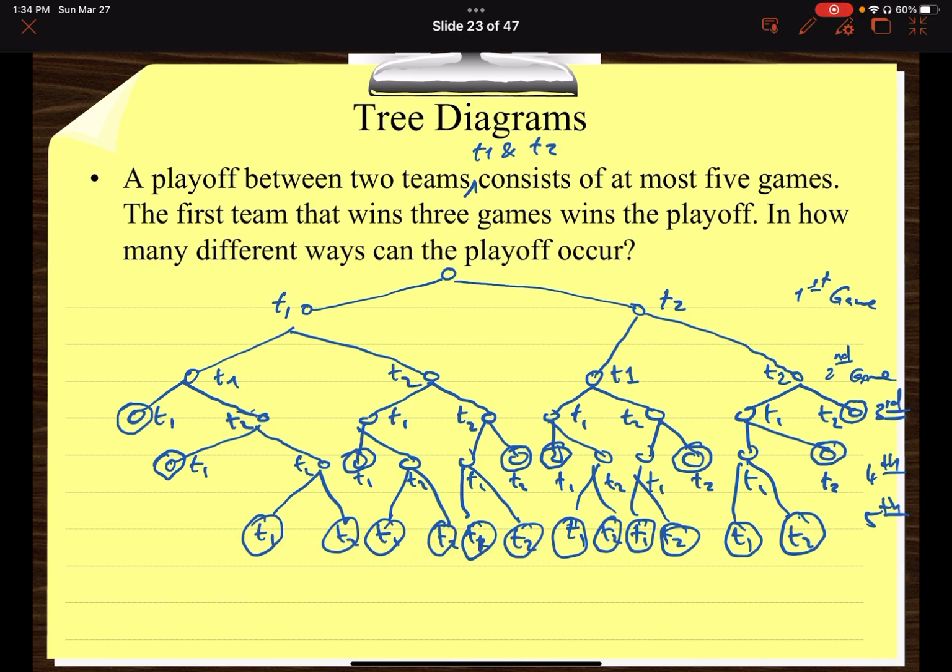So the playoffs, therefore, can occur in 20 different scenarios. Is that clear, guys? Any question?